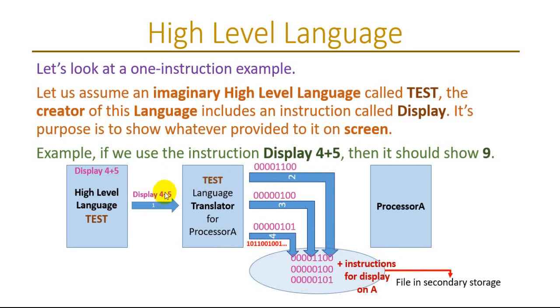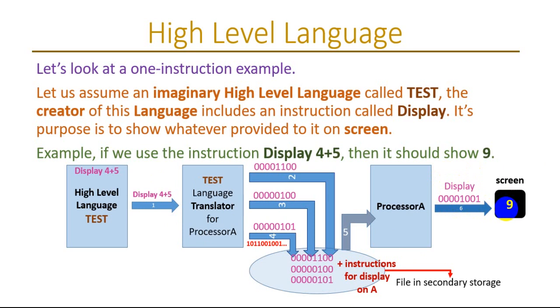We have used the converter or the translator and got it translated, and we have put it into a file. So from the file, you can take it and give it to the processor. The processor will work out 4 plus 5 as 9, and in addition to that, the display instructions, ones and zeros, that are necessary to do the display part. So with the help of all that, it will appear on the screen as 9.